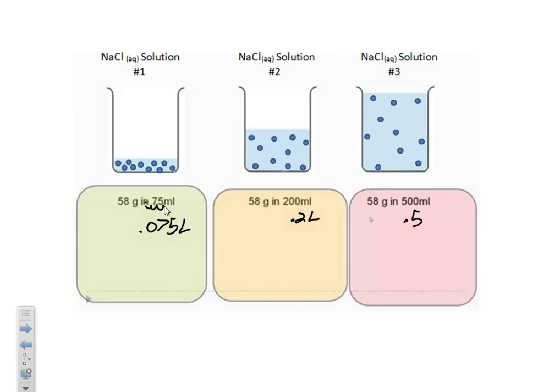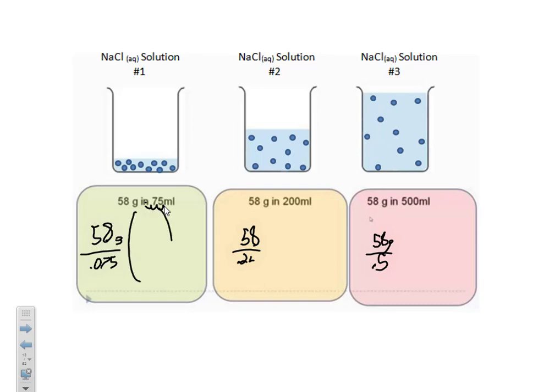So if you were to set this up, you would have 58 over 0.075. If you were to look at your next one, you'd have 58 divided by 0.2 liters. And on the last one, you would have 58 divided by 0.5. What's the problem with this? The first thing that we need to do is convert that into moles. So if you're looking at this, we're looking at NaCl. We know the gram formula mass of NaCl is 58 grams.